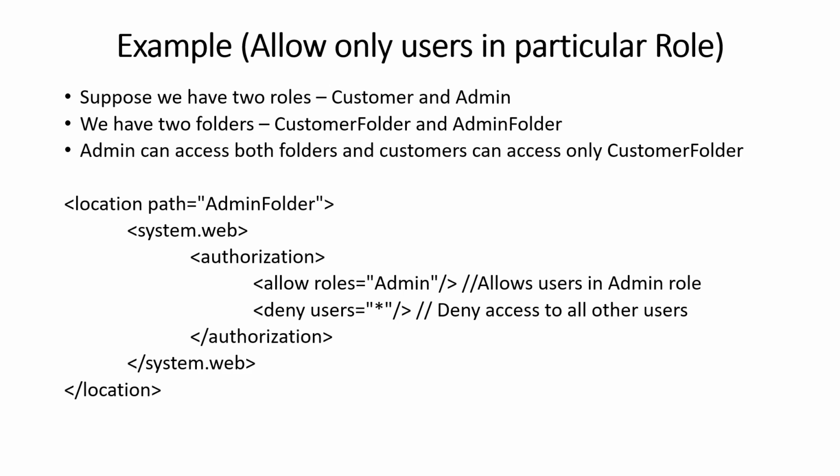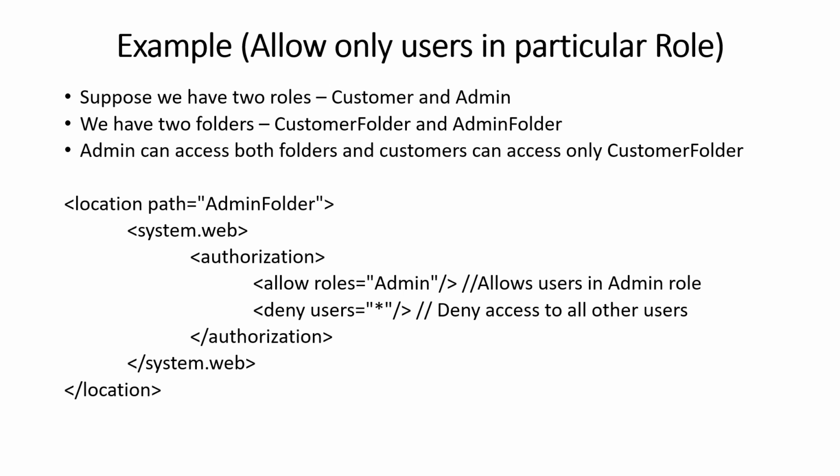Now, the next example, we want to allow only users in a particular role. The creation of a role is a separate topic, and it is beyond the scope of this course. So we don't create the roles here, but we assume that two roles exist, the customer and admin. We also assume that there are two different folders. One is called the customer folder, and the second one is the admin folder. Both these folders contain different web pages specific to the customers and to the admin respectively.